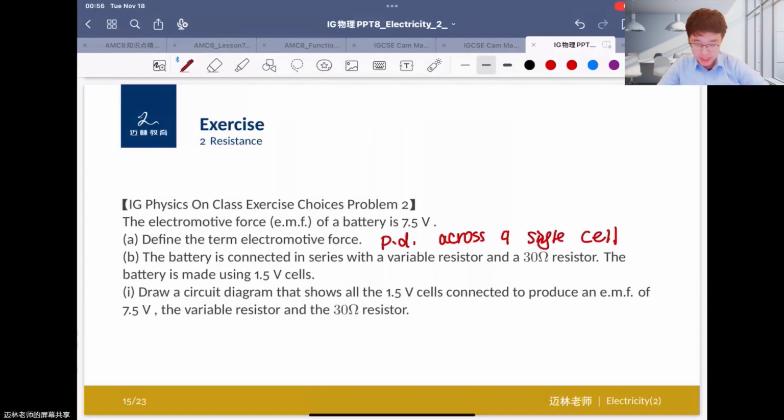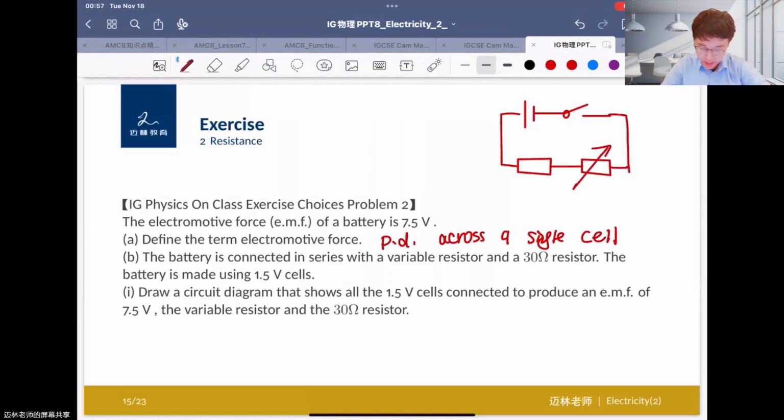And B, the battery is connected in series with a variable resistor and a 30 ohm resistor. So we can draw a circuit like this, with a battery, a resistor, and a variable resistor. The battery is made using 1.5 volt cells, and they produce an EMF of 7.5 volts. So there must be 5 cells combined in series, and here is a variable resistor and a 30 ohm resistor. So you can draw the circuit like this, okay?